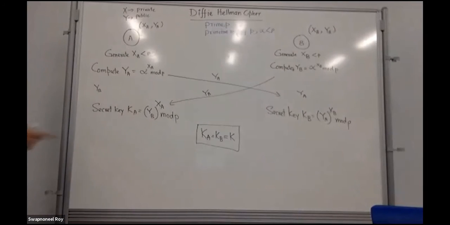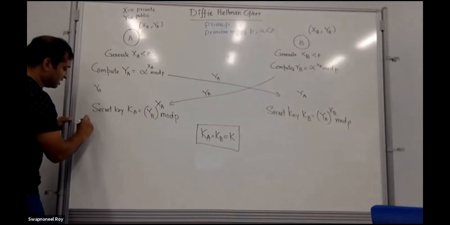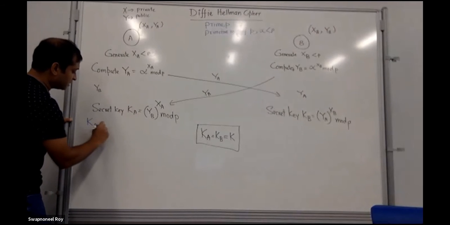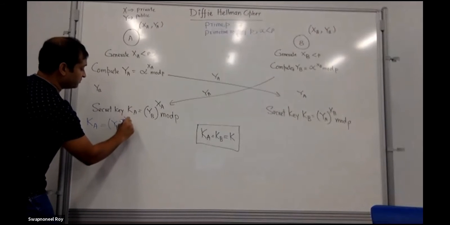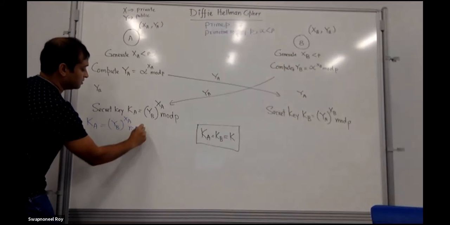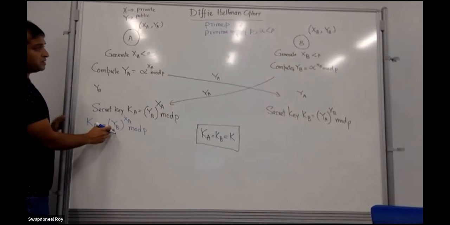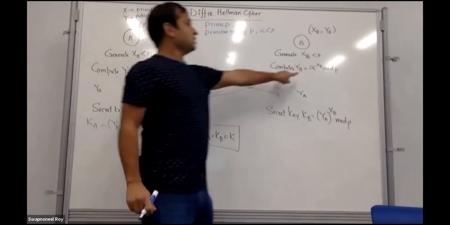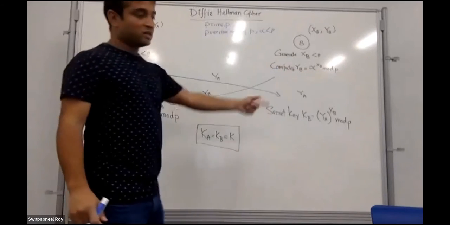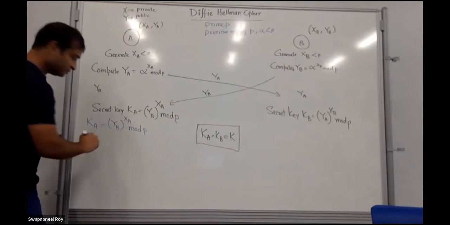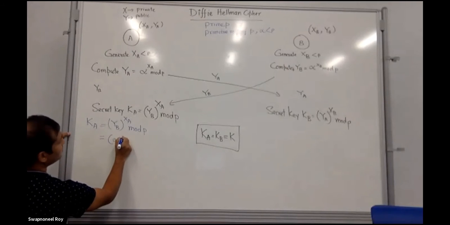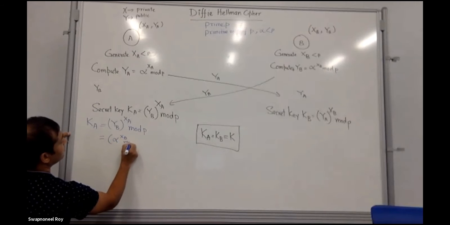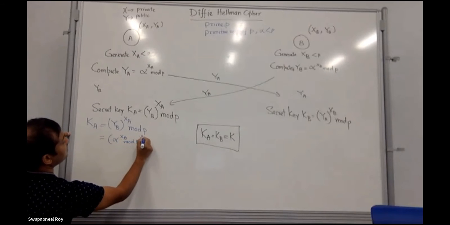So let me start with one of those values, Ka. So Ka equals Yb to the Xa mod P. So what is Yb? Yb is alpha to the Xb mod P. So let me plug in that value over here. So that is equal to (alpha to the Xb mod P) to the Xa, mod P.